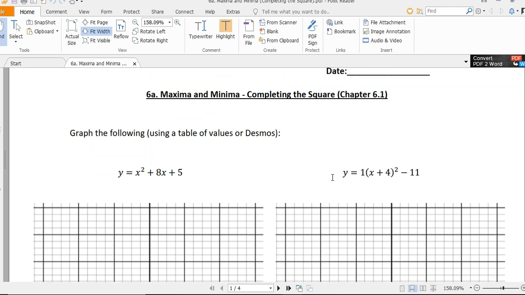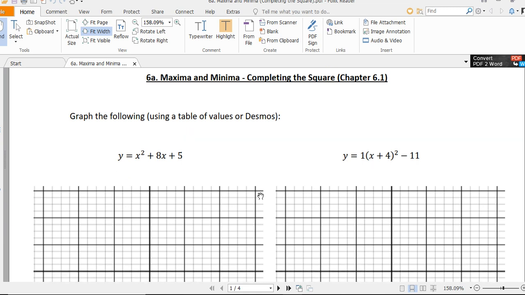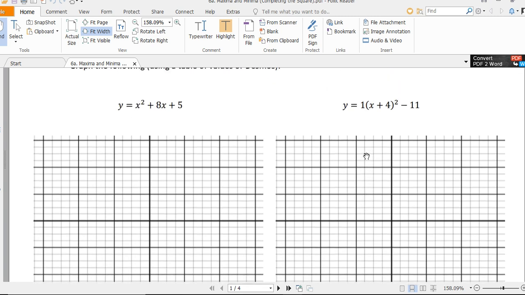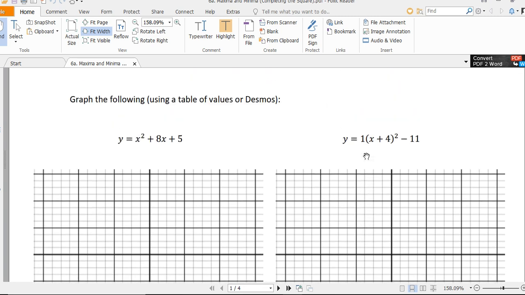So, up to this point, we've learned how to factor, which was a big part of Chapter 5, where we converted from standard form to factored form. Now, in this chapter, we're going to be focused on converting from standard form to vertex form and what it means and its applications. So first off, graph the following using a table of values or Desmos.